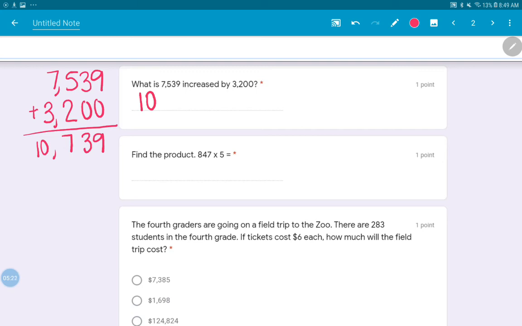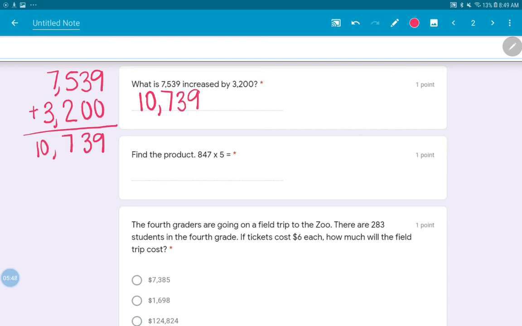If I add my ones, 9 plus 0 is 9. In the tens, 3 plus 0 is 3. In the hundreds, we have 5 plus 2, which is 7. And in the thousands, 7 plus 3 is 10. So the correct answer is 10,739.